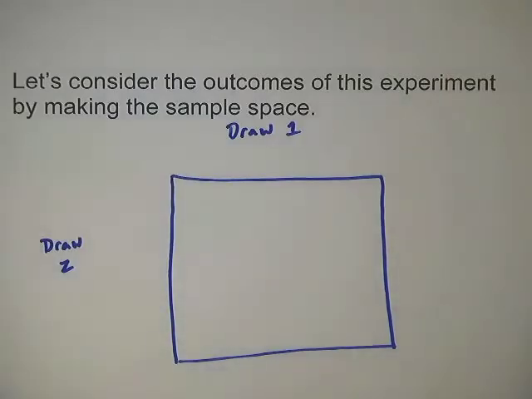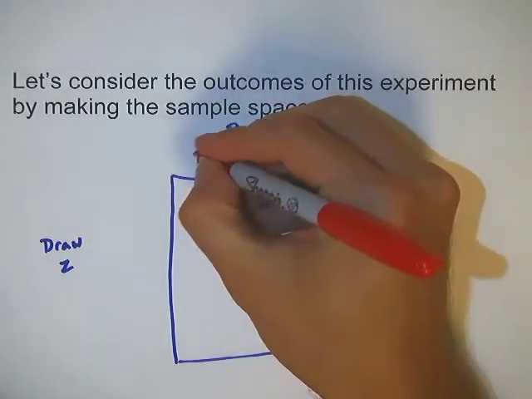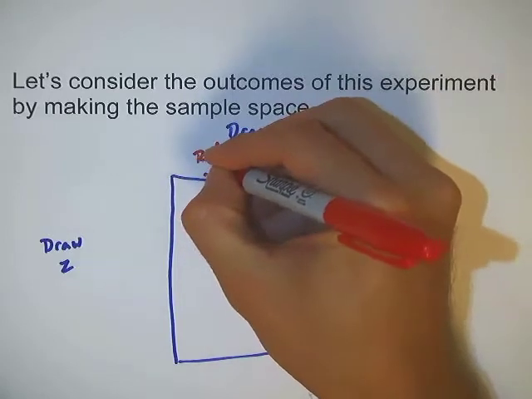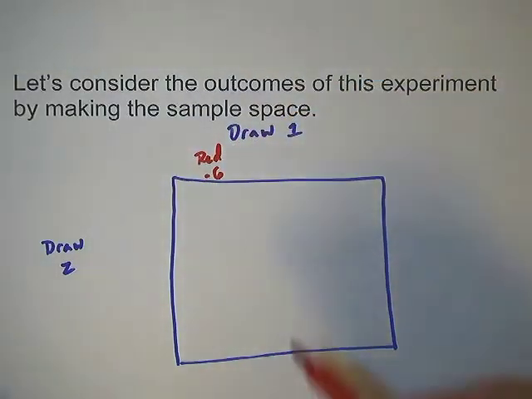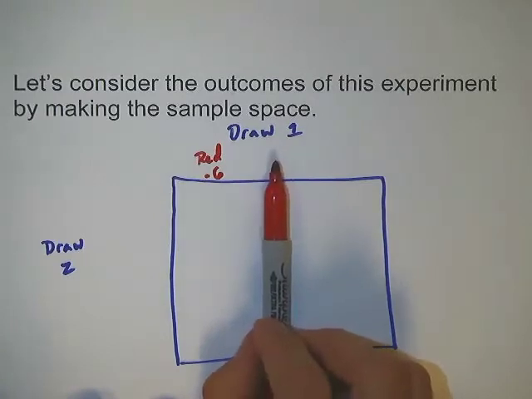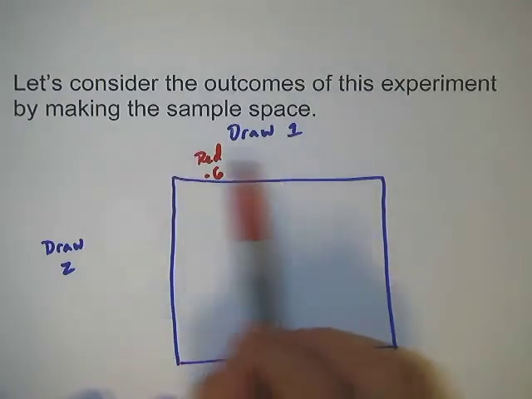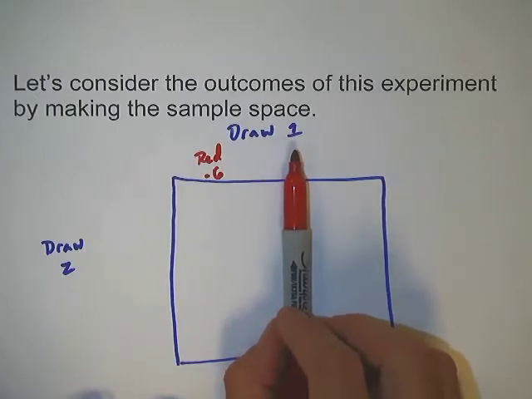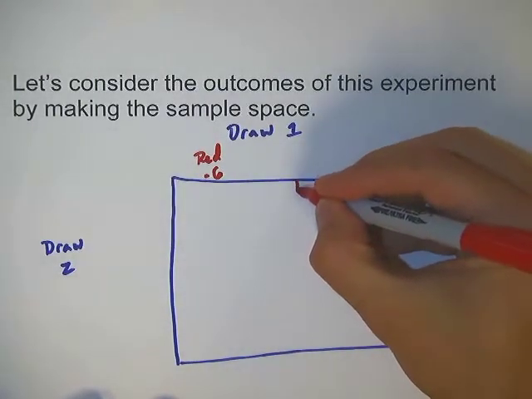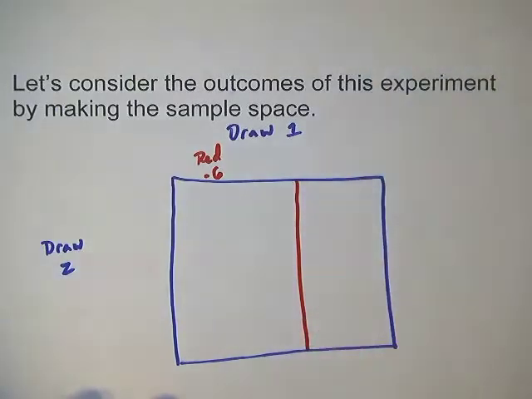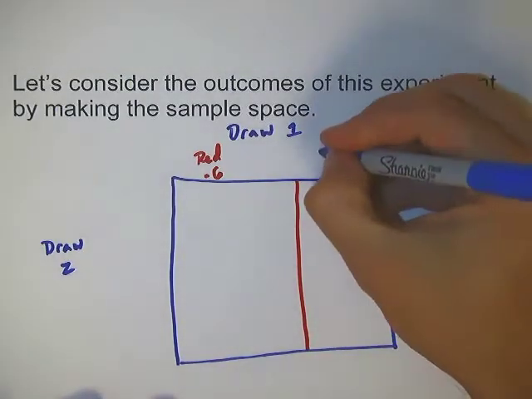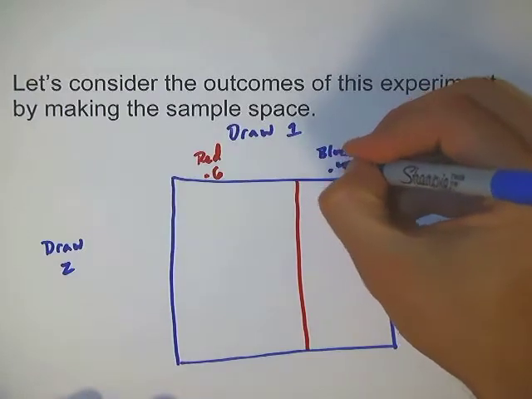The way we're going to split this up is with the first draw, we knew that there was a 60% chance of getting a red and a 40% chance of getting a blue. So we're going to put red here, and I'm going to put 0.6. We're going to try to split it so it's about 60% of this square, so we'll move it over a little bit past midway. The rest of my outcome here would then be blue, so blue would be 0.4.